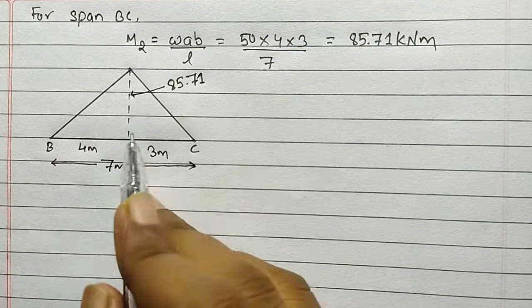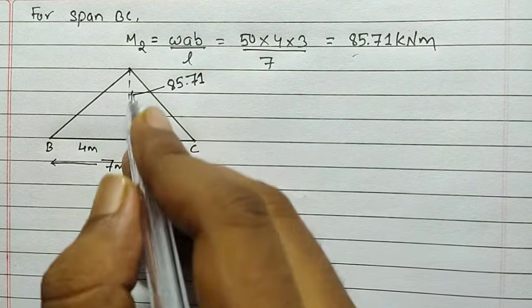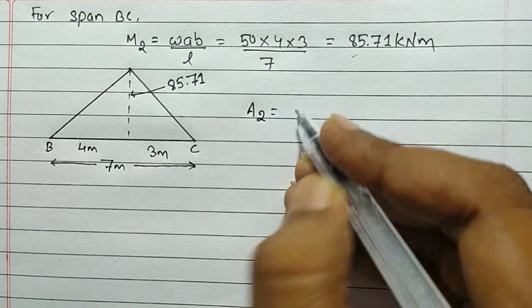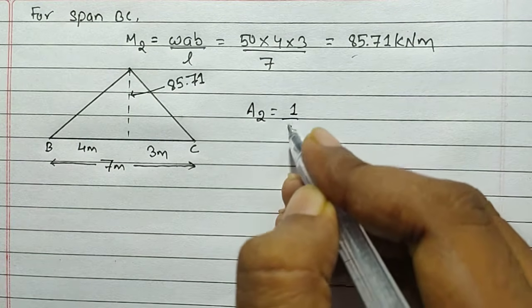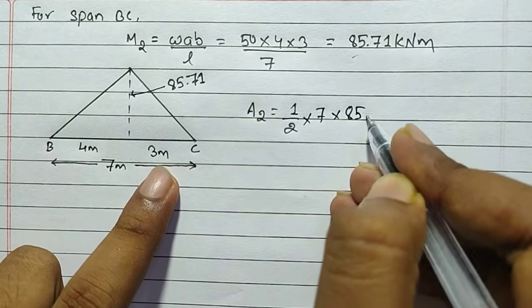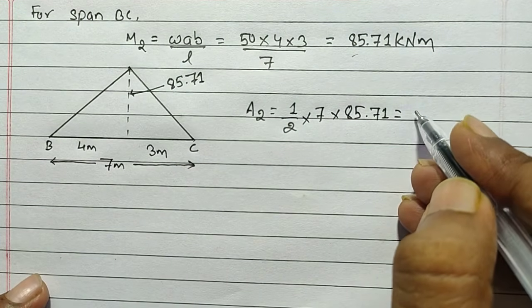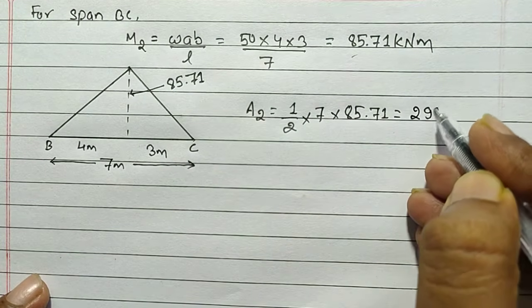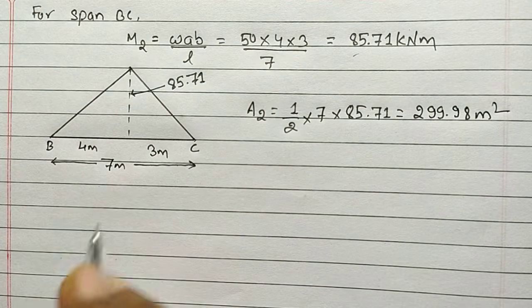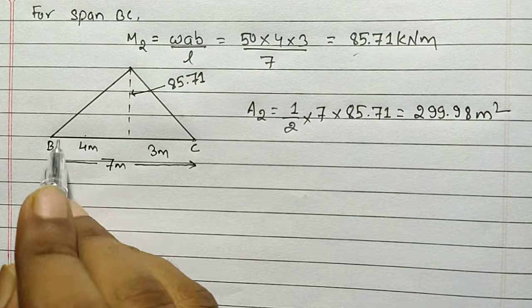After finding the moment, we need to draw the bending moment diagram, and after that, let us find the area of this diagram. So we will have A2 equals half into base, 7 meter, into height, 85.71. So we will have the value of area as 299.98 meter square.